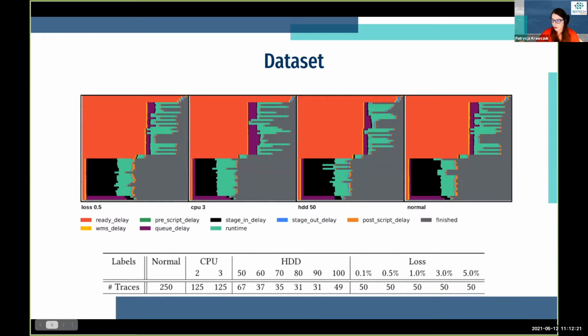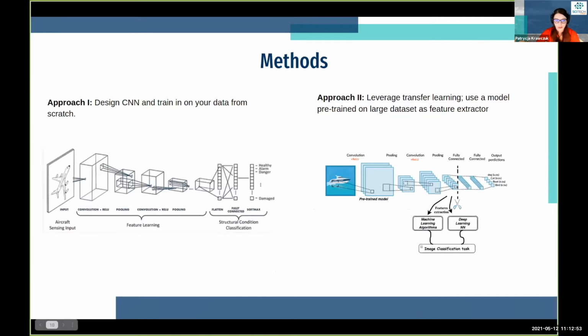And in our whole data set, we have 4 different classes. So we have some normal runs, and we have runs with the anomalies that I mentioned before. And here you can have a view of our whole data set that consists of 1,000 images, because we executed the 1,000 genome workflow 1,000 times. And here you can see the distribution of how many instances of different types of anomalies we have in the data set. And now I will talk about the methods we use.